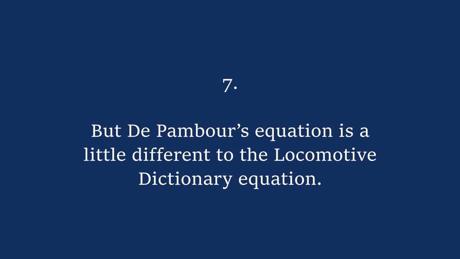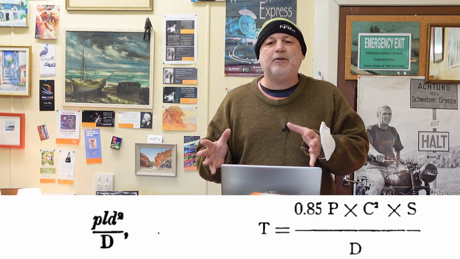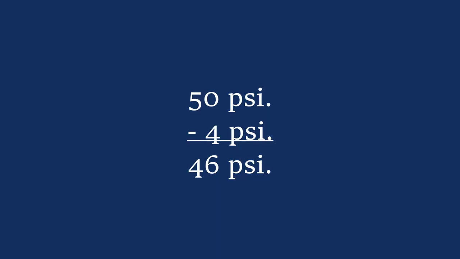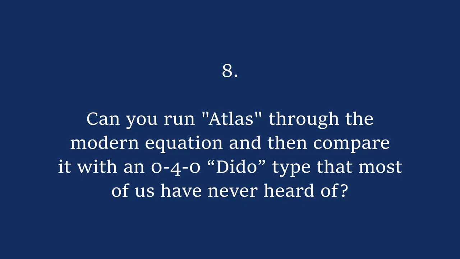That's not a question, that's an assertion, but let me address it. De Pambour's equation is different because, like I've just said, he was more interested in what it takes to propel a locomotive rather than a locomotive's ability to propel a train. So his P for pressure is the pressure required to move the locomotive, so it's the 4 psi. In the Locomotive Dictionary equation, the pressure is the pressure delivered from the locomotive's boiler. In a Liverpool and Manchester context, that's the 50 psi. So there's the difference.